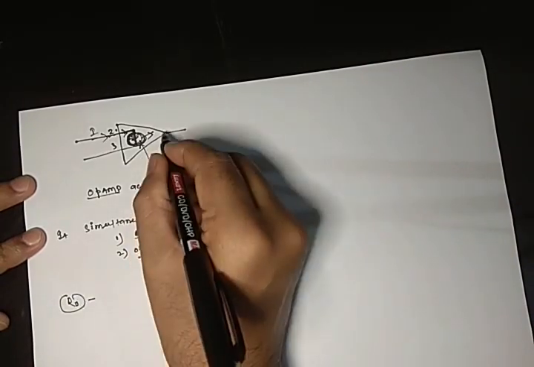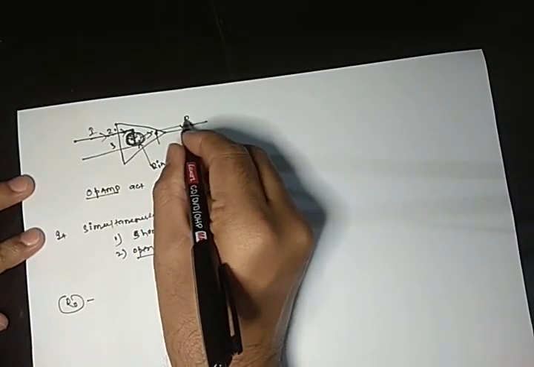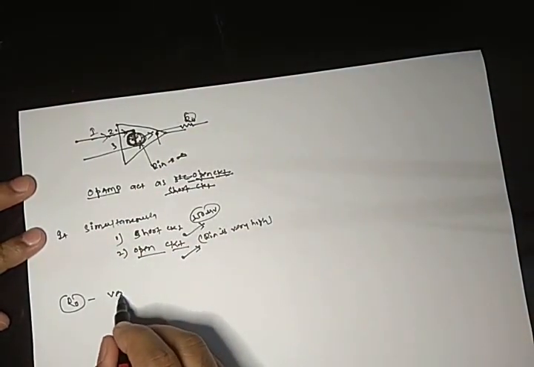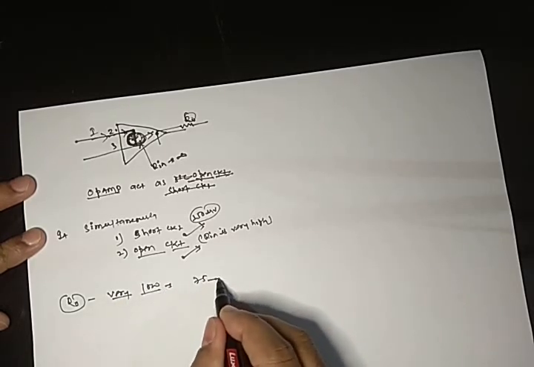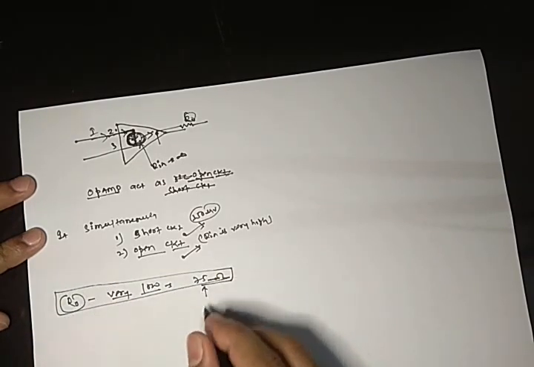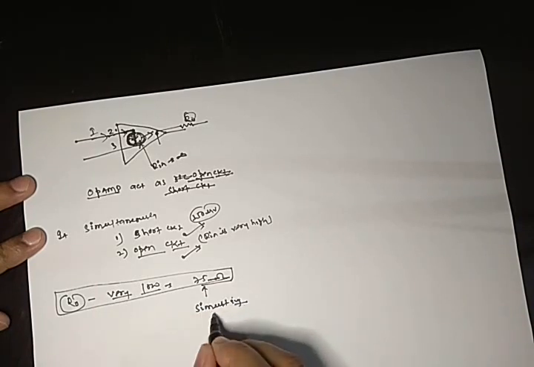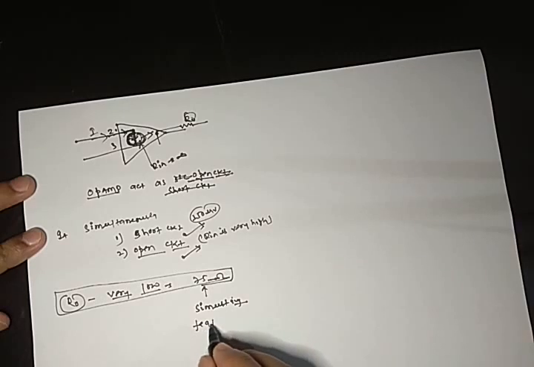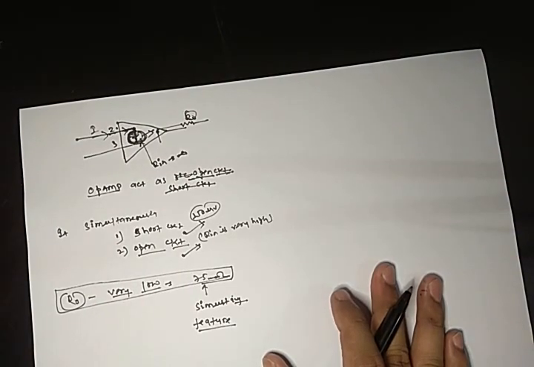Now lastly we are discussing about the R0. Now we said about the R0, this is very low. It is almost equal to 75 ohm. So while simulating we will look upon this feature. So this is all about your basic characteristics of Opam.